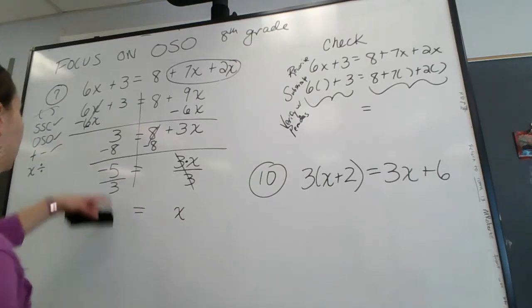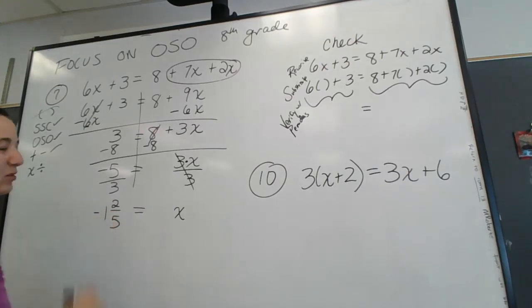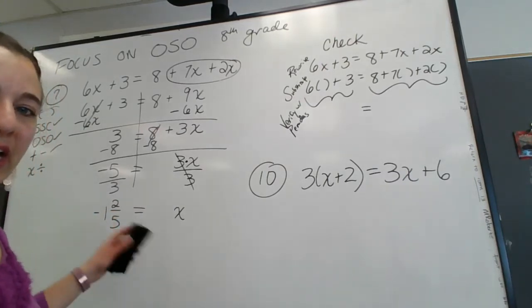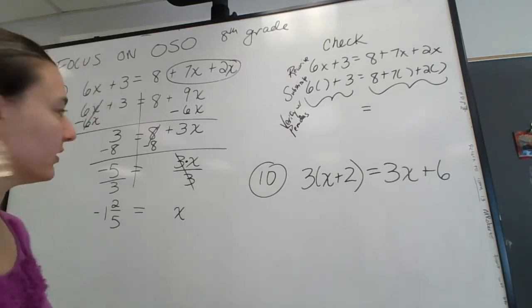And I can just keep this like this, or I can write it as a mixed number. 3 goes into 5 one time with 2 left over. Middle school does mixed numbers a lot. In high school, you would just leave the negative 5/3. They'll leave it improper. It'll be perfectly fine.